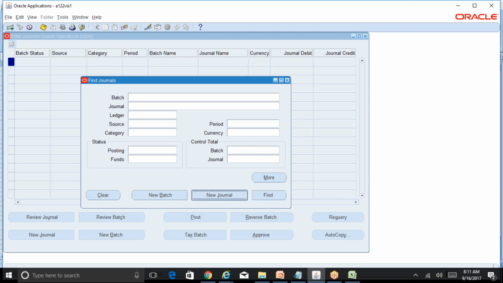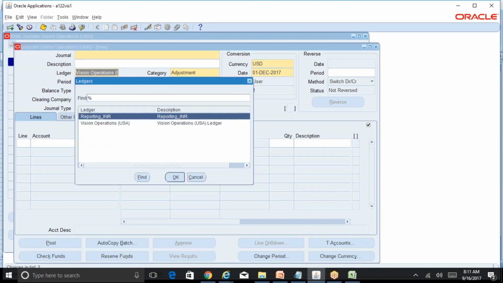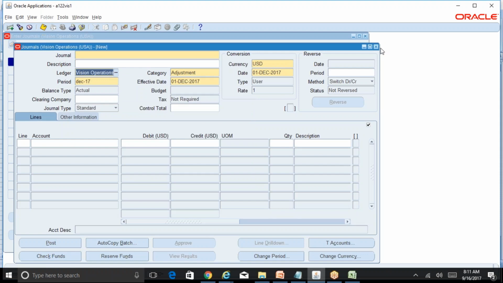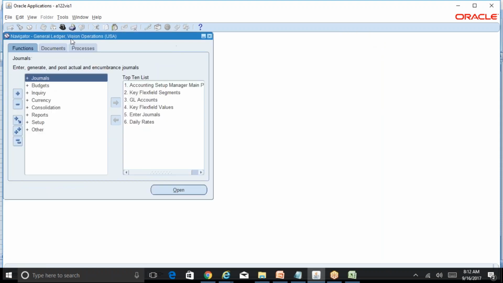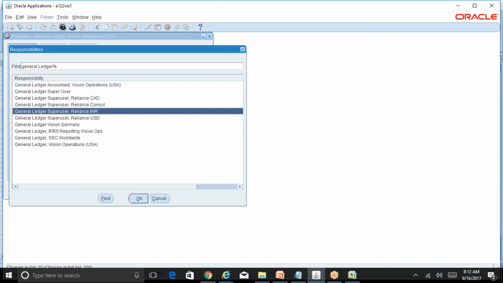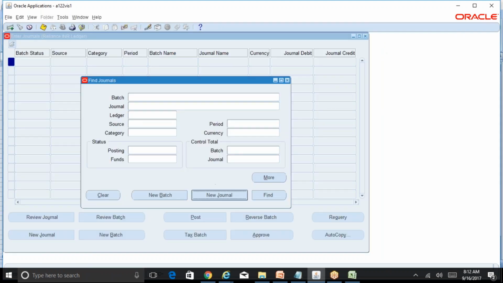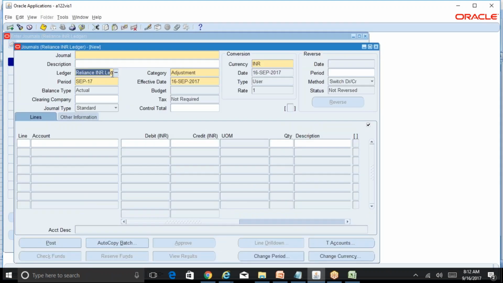Okay. So the first thing is, when you are creating a journal entry, there is a ledger in the drop down. I think I'm in the wrong responsibility. Hang on. Okay. So for the ledger in the drop down, we can see the ledger name as Reliance INR ledger.